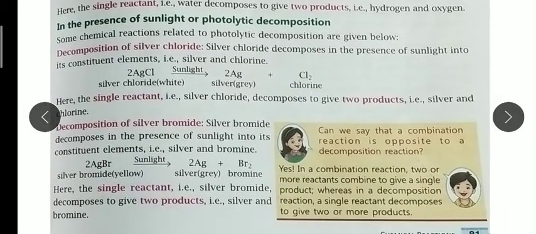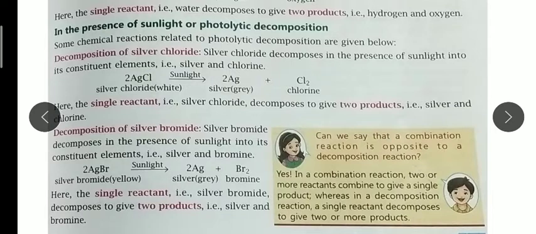Next, a few decomposition reactions take place in the presence of sunlight, called photolytic decomposition. Like the decomposition of silver chloride. Silver chloride formula is AgCl. It is a white color salt. Whenever we keep it in the presence of sunlight, it will produce silver, which is green color, and chlorine gas. So it is decomposed into silver and chlorine.